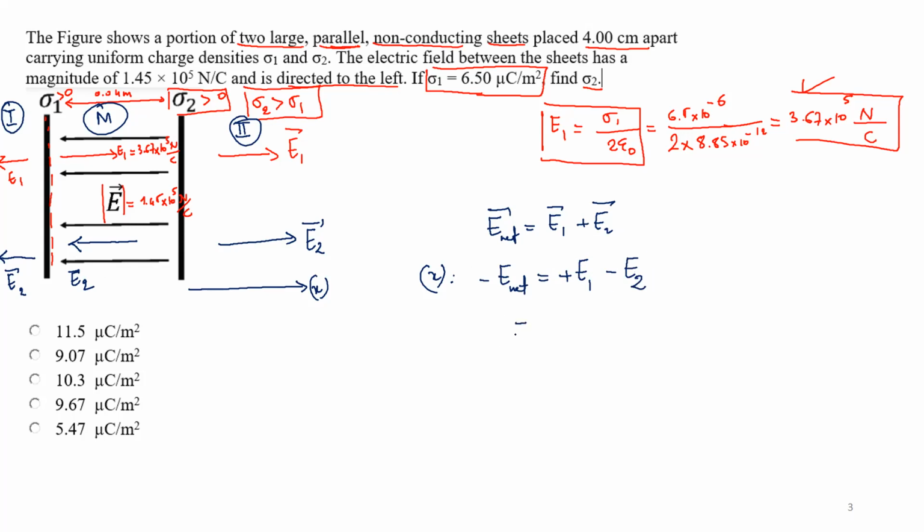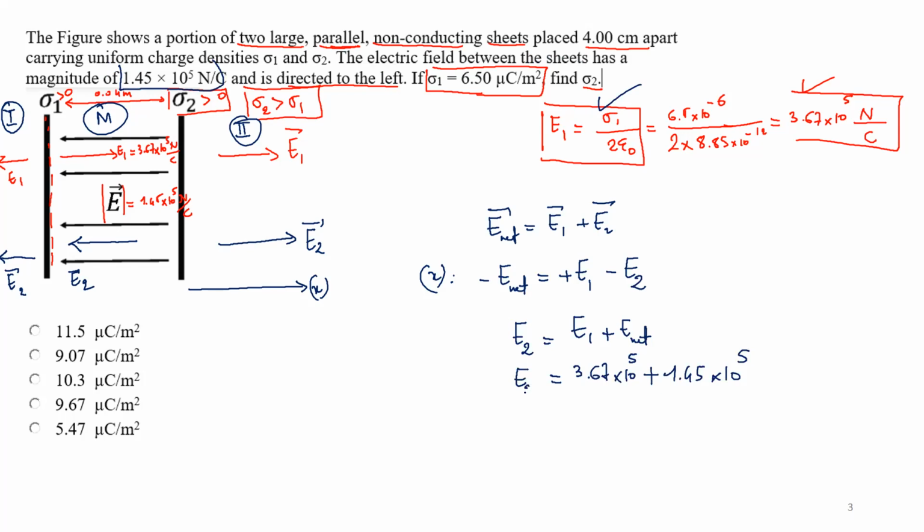So that means my E2 will be just equal to E1 plus E net. So E1, I already calculated it. What is E1? 3.67 10 to the power 5. It's just this number here, sigma 1 divided by 2 epsilon naught. What is E net? E net is given by the problem. You know, the electric field between the sheets has a magnitude of 1.45 10 to the power 5. So I add 1.45 10 to the power 5. And this should be equal to E2.